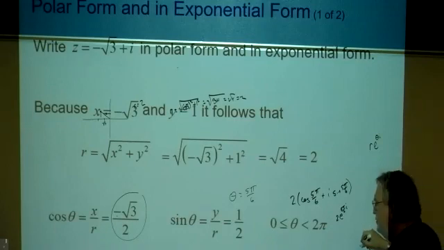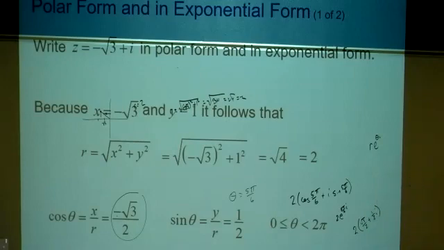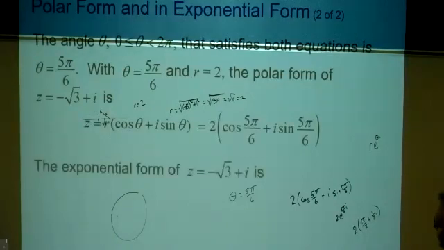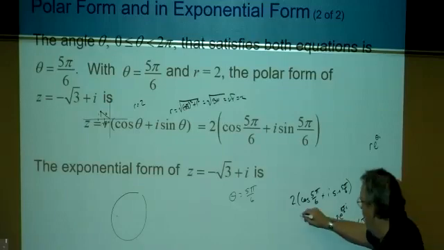So are they going to use the cosine and sine values and say this is 2 times negative square root of 3 over 2 plus 1/2 I? And this in here is what we call a unit vector, because that's the modulus of this, it is 1 unit. Okay, so they did do it this way.